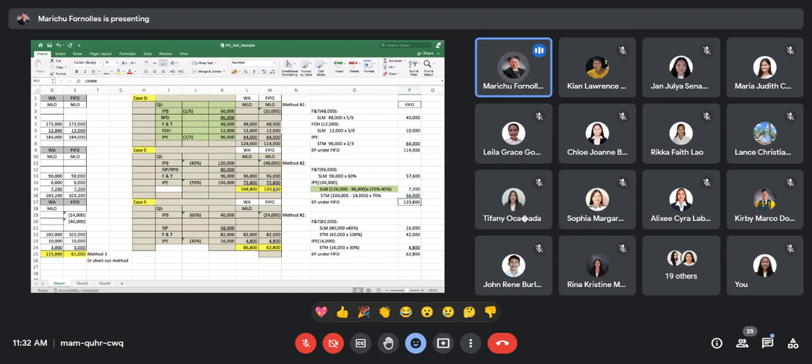So in method 1, we get the same answer, the same EP under first in, first out, which is the 120,800. Okay, let's have case F. Sa quantity schedule, ang F&T is 82,000. Ang IPB is 40,000. So this time, mas dako ang F&T kaysa IPB.